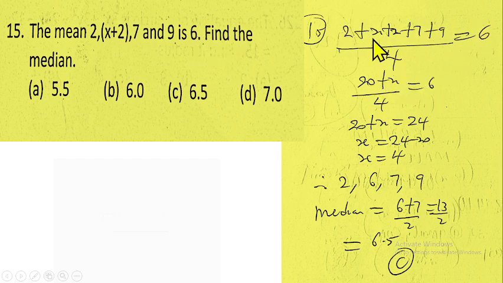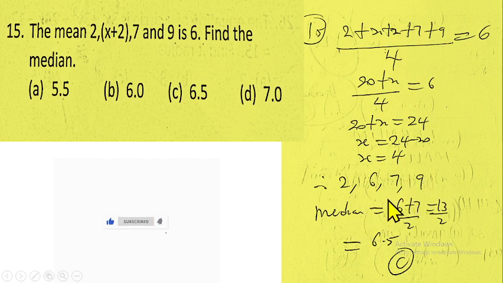So from there we can collect like terms. 2 plus 2 plus 7 plus 9 will give us 20, plus x, over 4. Cross multiply, that will be 20 plus x equals 24. Collect like terms, x will be 24 minus 20, so x will be 4. Now that we know x, we can find the value of x plus 2, that will be 4 plus 2, which gives us 6. So that means the real data is 2, 6, 7, 9.